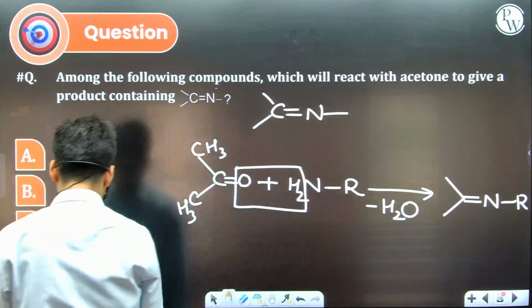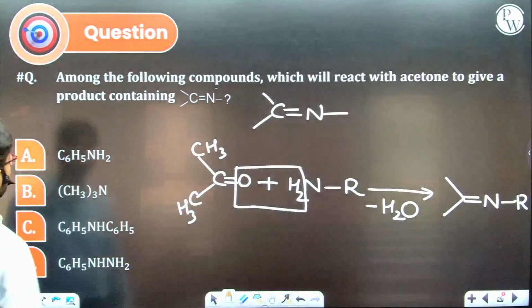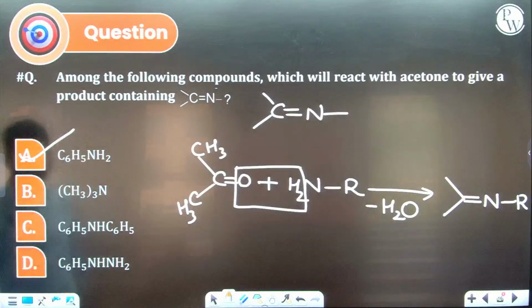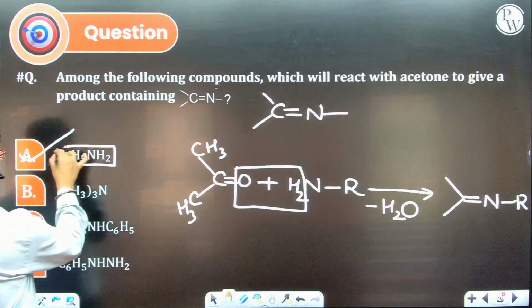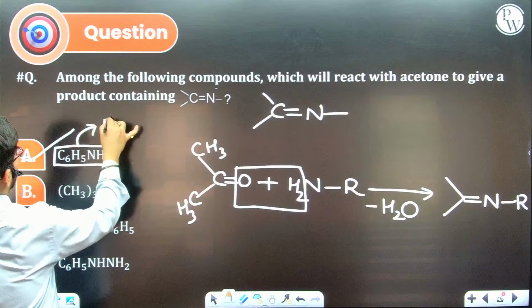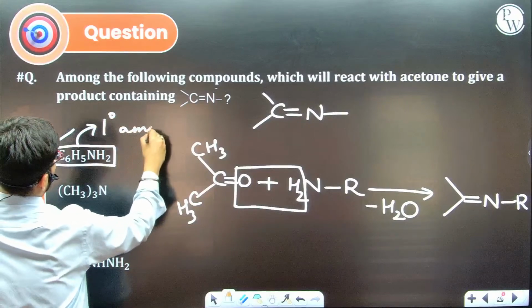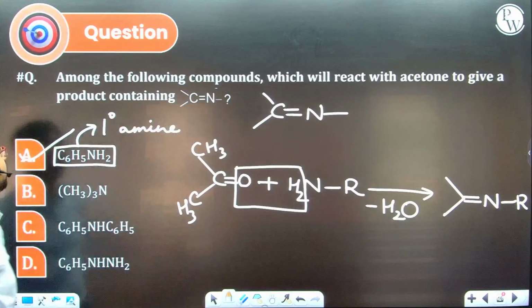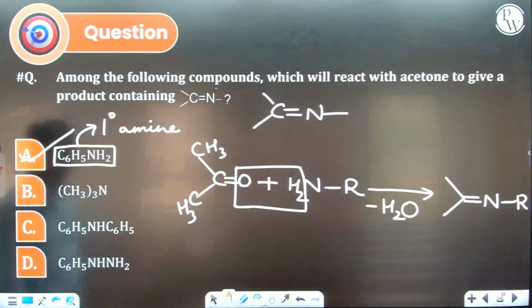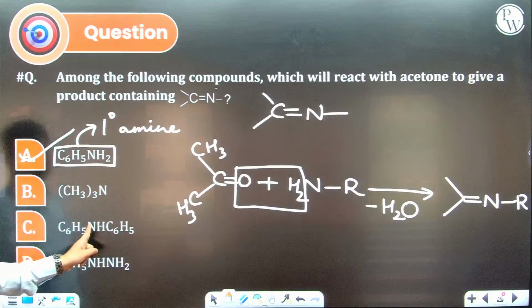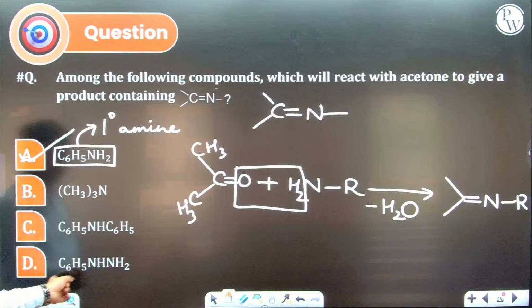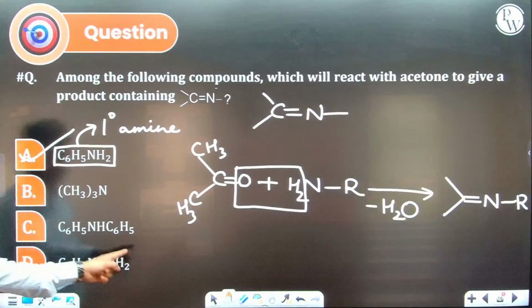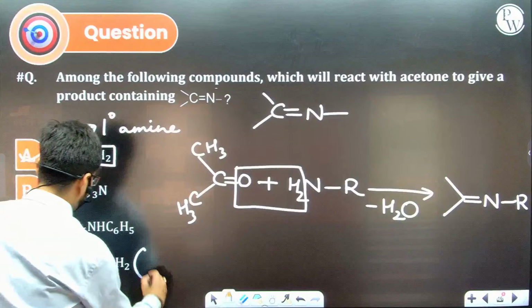So let's search. So option A is the correct answer. This is aniline. This is a 1-degree amine. Aniline, 1-degree amine, C6H5NH2, right? This is a 3-degree amine. This is a 2-degree amine. This is not an amine exactly. This is NH2, phenylhydrazine. This is called phenylhydrazine.